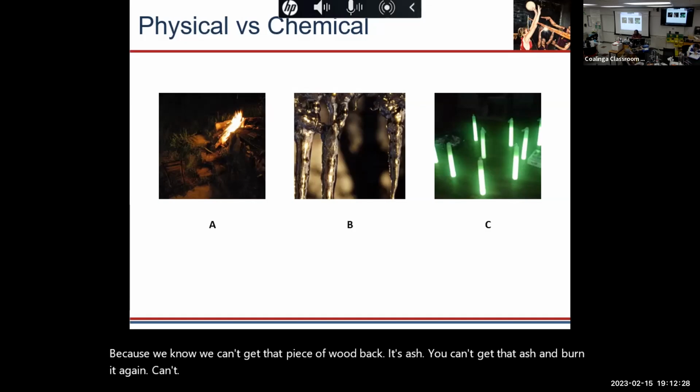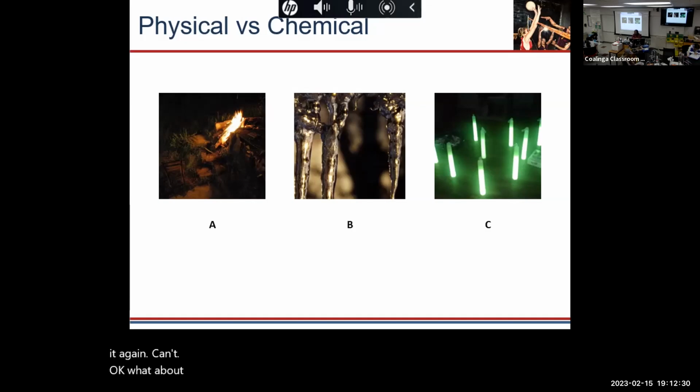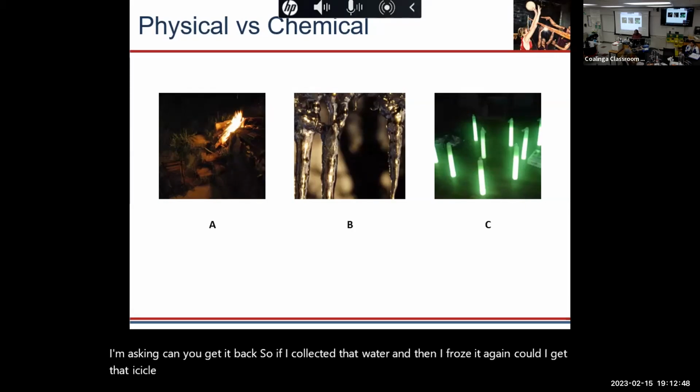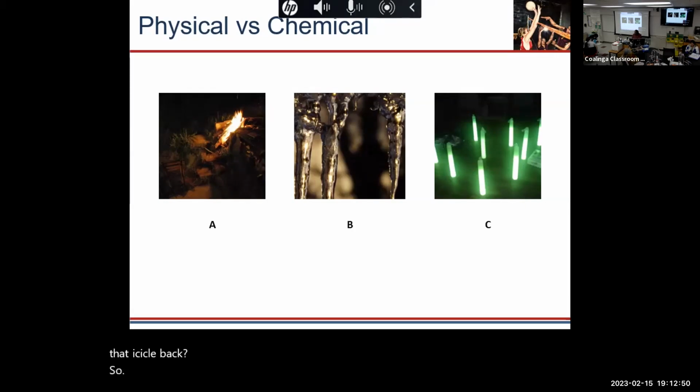Okay. What about an icicle melting? Can you get it back? An icicle, you can. So if I collected that water and then I froze it again, can I get the icicle back? So, physical reaction, yeah, so physical, you get back, and chemical reaction, that's correct.